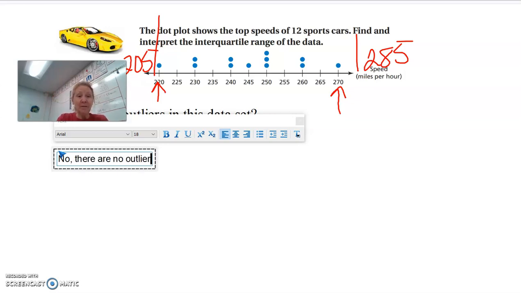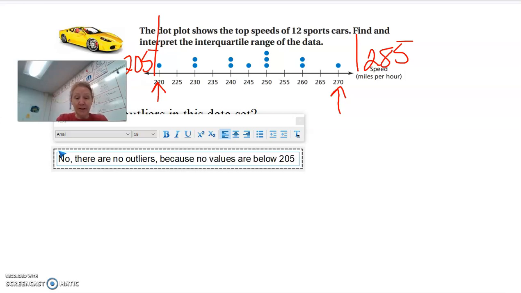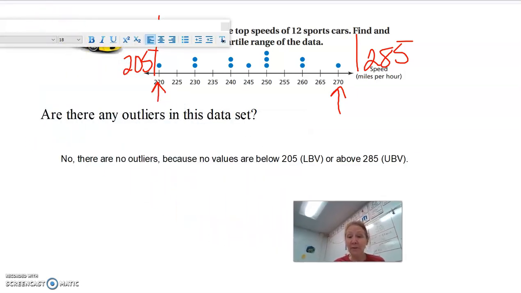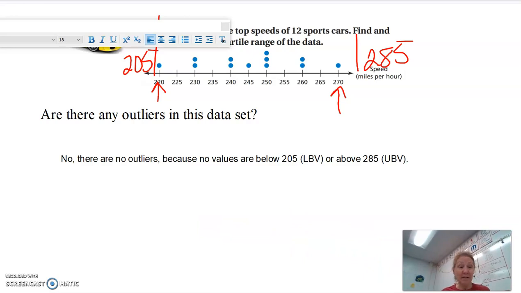There are no outliers because no values are below 205, which I'm calling the lower boundary value, or above 285, which is the upper boundary value. So that's how you could type out your explanation. Okay, so now we're going to look at one quick example.